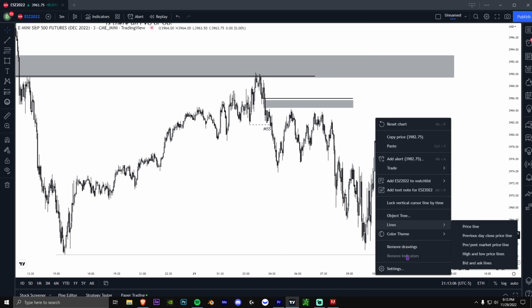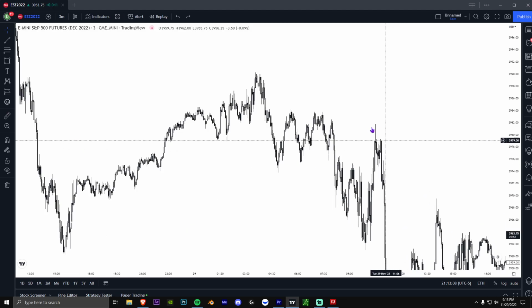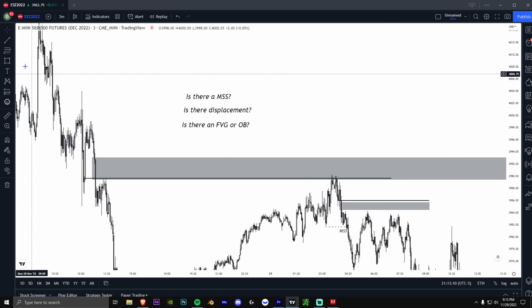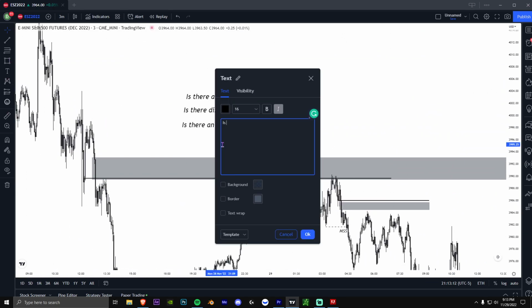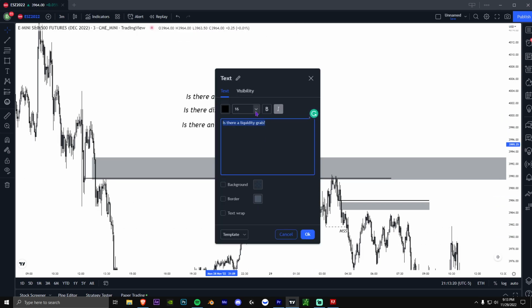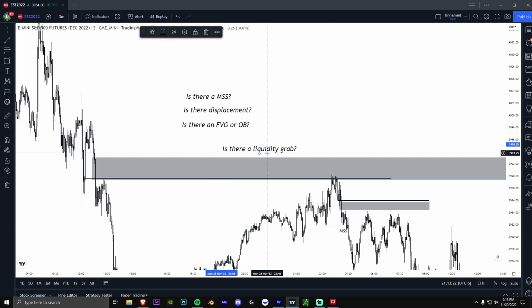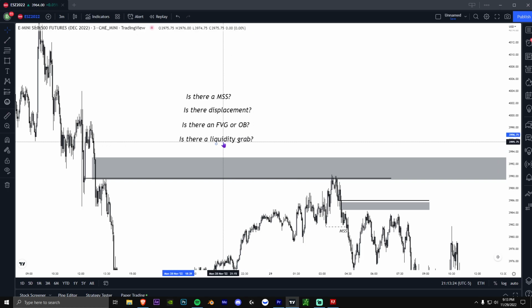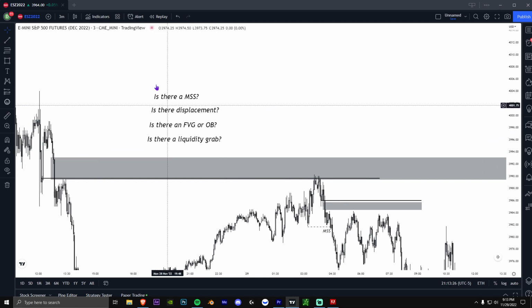So what I will say is there is one more thing to check off the checklist, which is a liquidity grab. Is there a liquidity grab, which means was buy side hit or was there equal highs that we went over and dumped over? You want to make sure liquidity grab is there. Sometimes if it's a continuation, sometimes the liquidity grab happened way before.